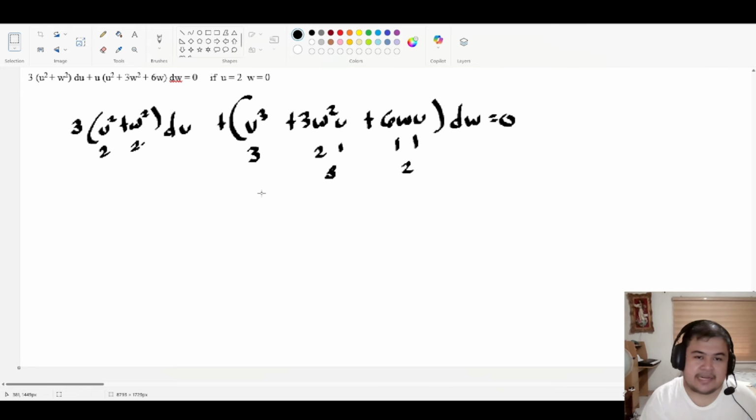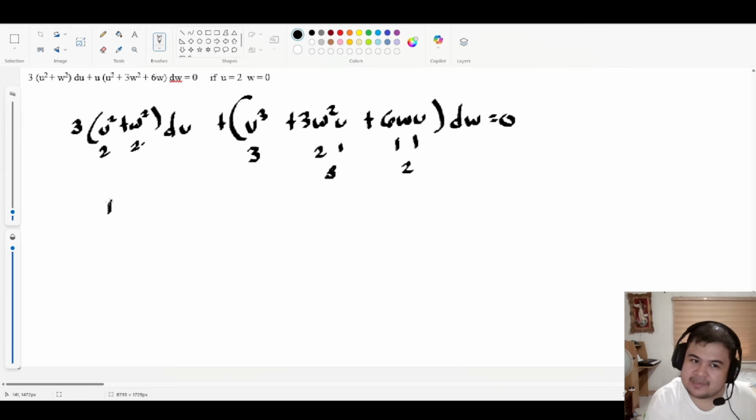Is it linear? Definitely not, because both of the variables in your differential equation are in the second degree, third degree for you. In order for it to be linear, it needs to be first degree. So it's not linear. Wait, is it exact?